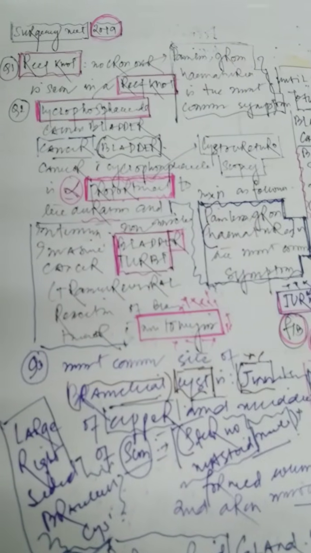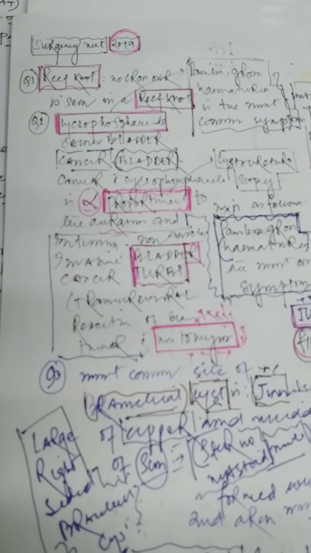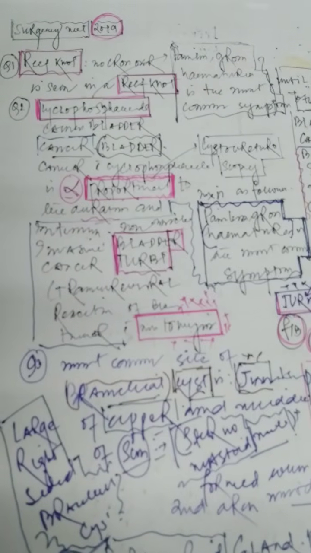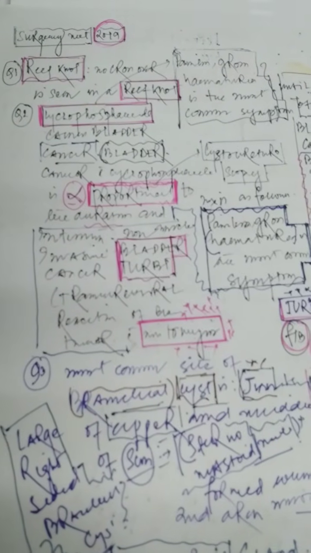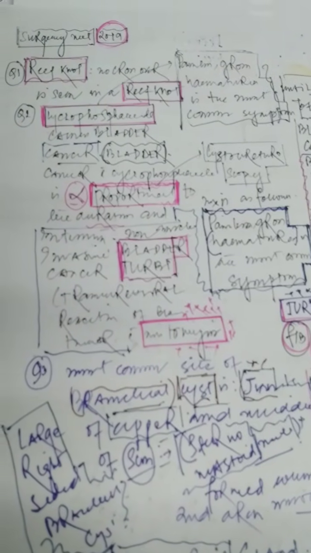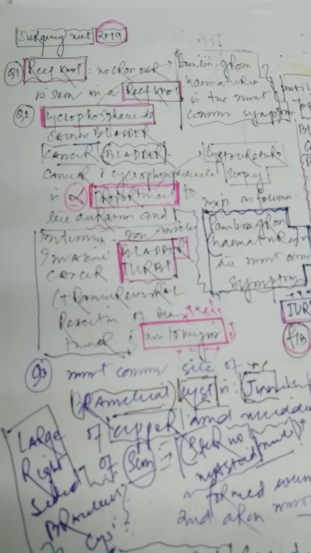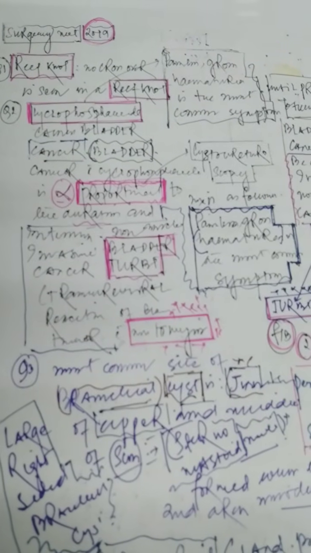Okay. Next question is which drug causes bladder cancer, and that is cyclophosphamide. So you have to remember the name cyclophosphamide. The risk is proportional to the duration and intensity.